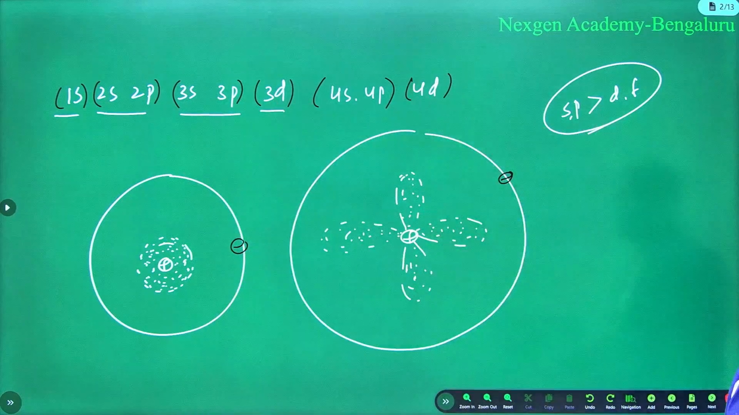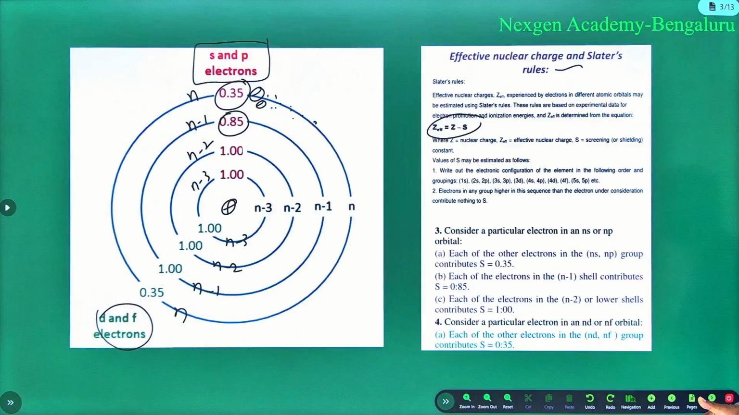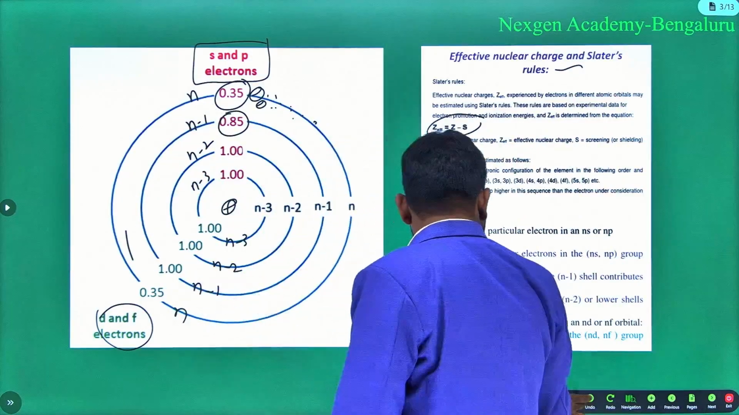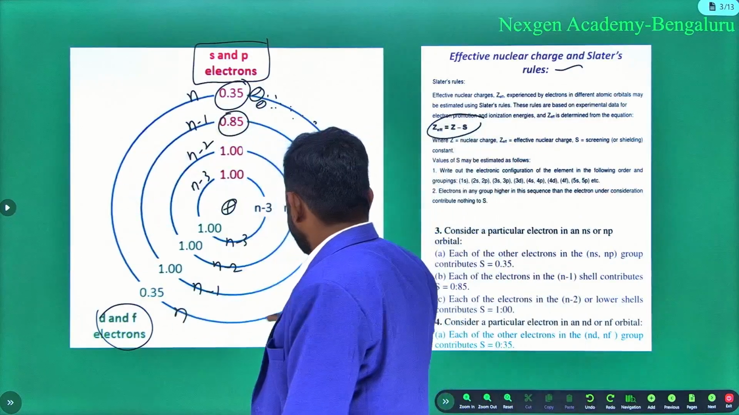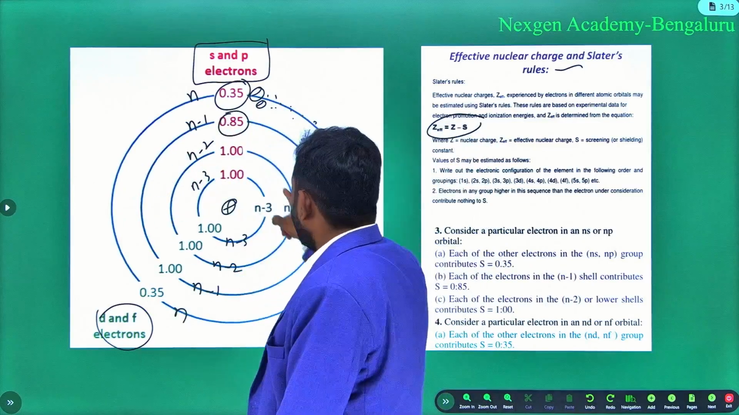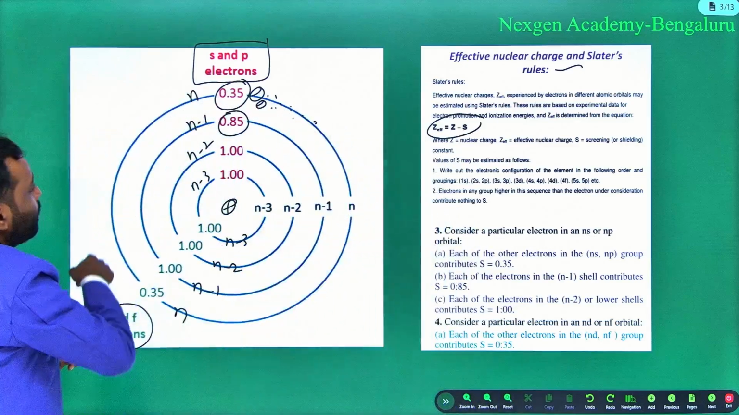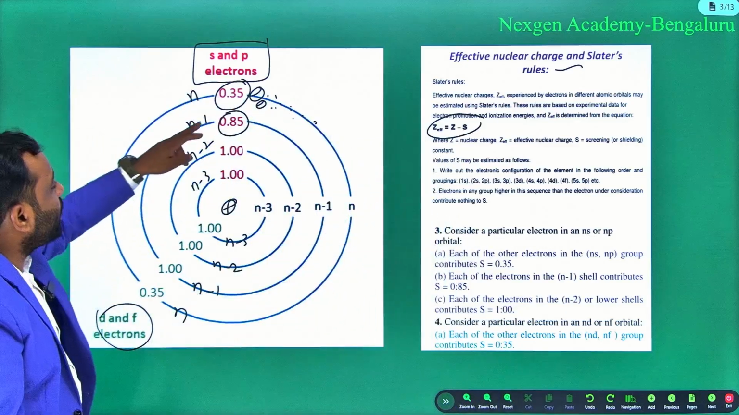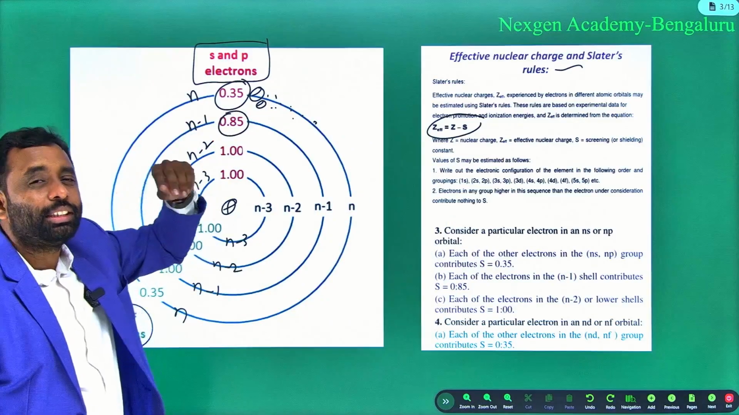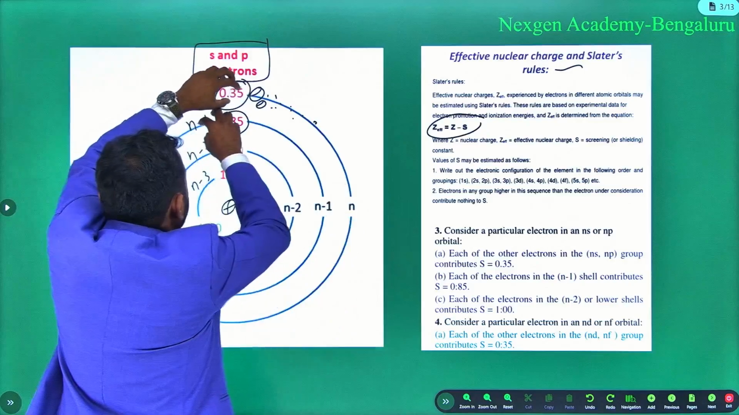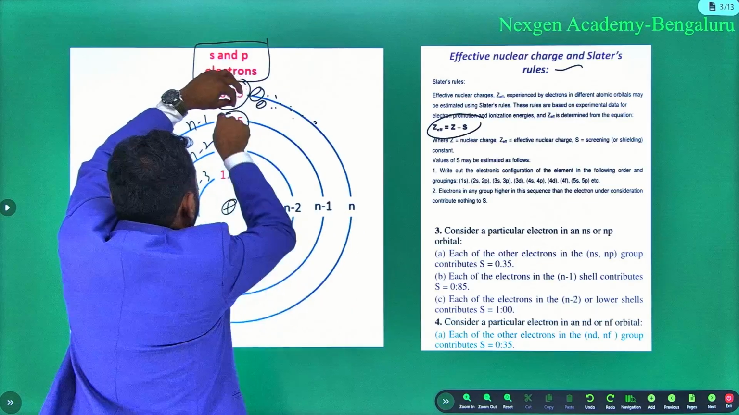We need to regroup them in increasing order of energies, on the Slater constant basis. So now, how to calculate effective nuclear charge? Let us see this. For example, this is the same shell, same energy level, same group. This is n minus 1, this is n minus 2, this is n minus 3 shell. If any electron is present in the same energy level, the other electron can have some shielding constant that can protect the electron. In the process of revolving, it may come in between the nucleus and the outermost electron.